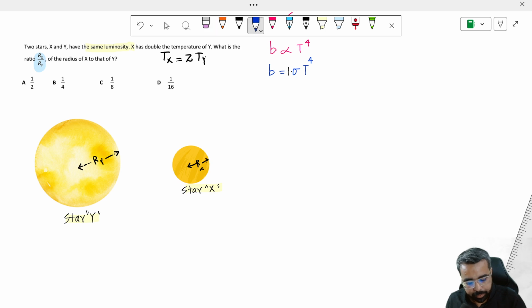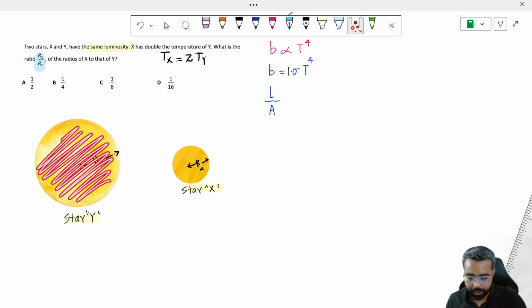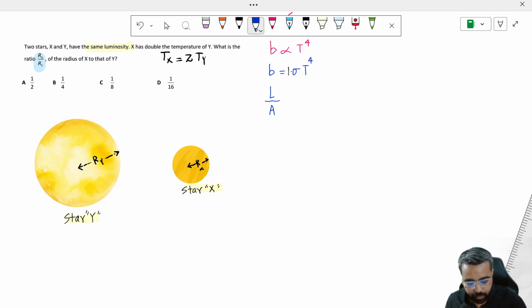Now the apparent brightness is equal to luminosity over the area. Which area? The area of the star. Right now we are talking about the luminosity of the star, so this area is the area of the star. So 4 pi, I am writing 4 pi r square, is equal to sigma T raised to power 4.